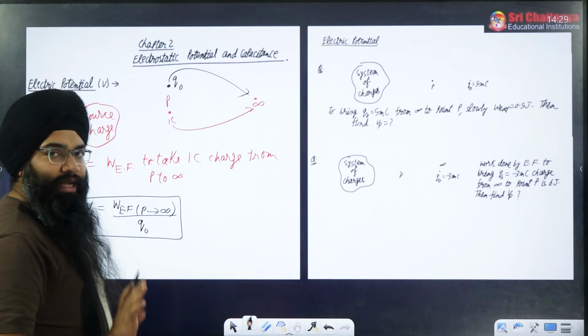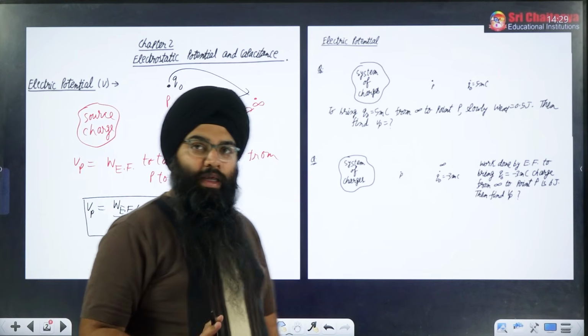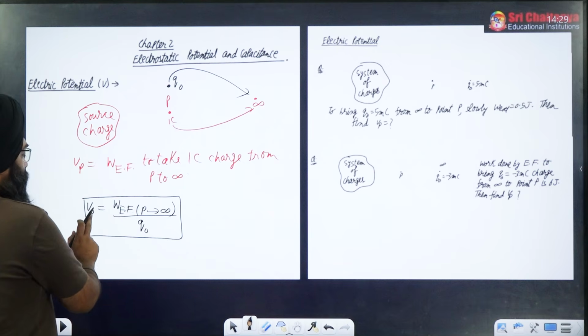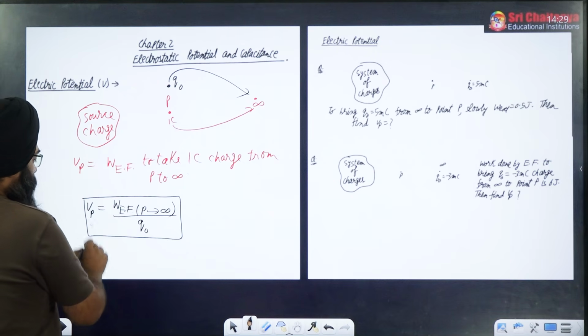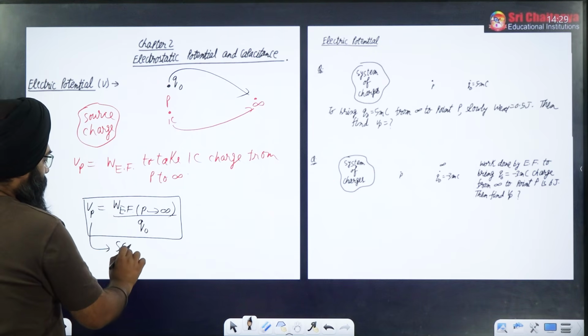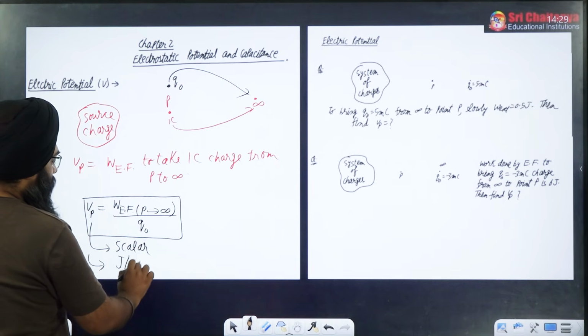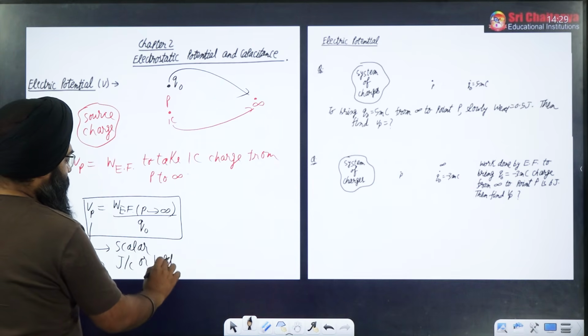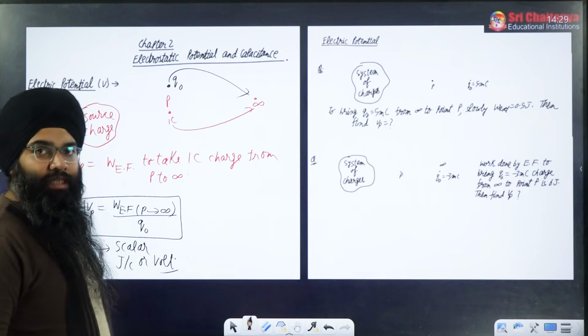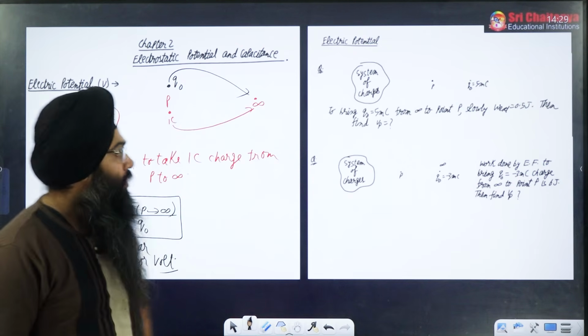It is a scalar quantity, everything we already know. It is a scalar quantity and the unit will be what? It will be joule per coulomb. So let me write it as scalar. Potential is a scalar quantity. What will be the SI unit? SI unit will be joule per coulomb or volt. So we will write the unit of potential as volt. I hope this is clear to you.